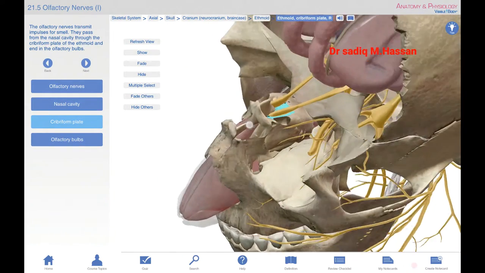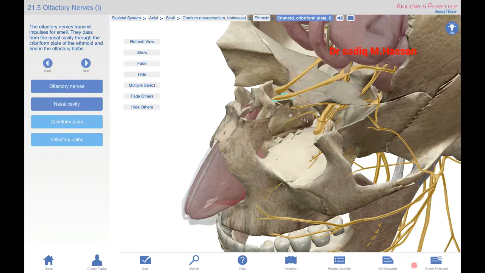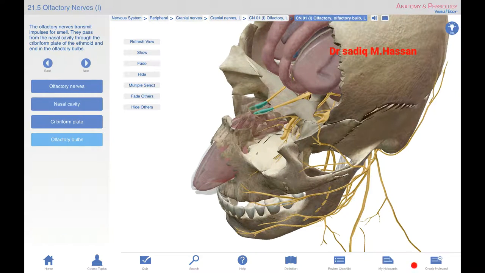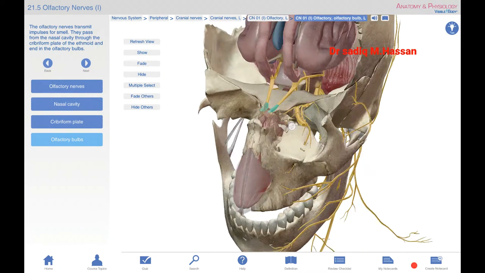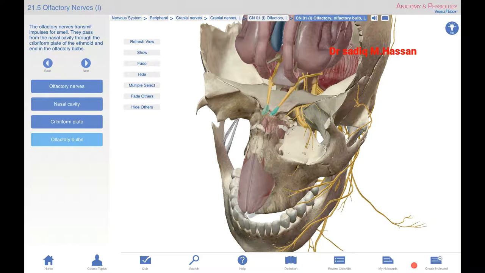They come into what we call the olfactory pulp. So this is the olfactory pulp, as we saw previously. Now it is the olfactory bulb. Yes, this one. So every structure which I touch is highlighted.